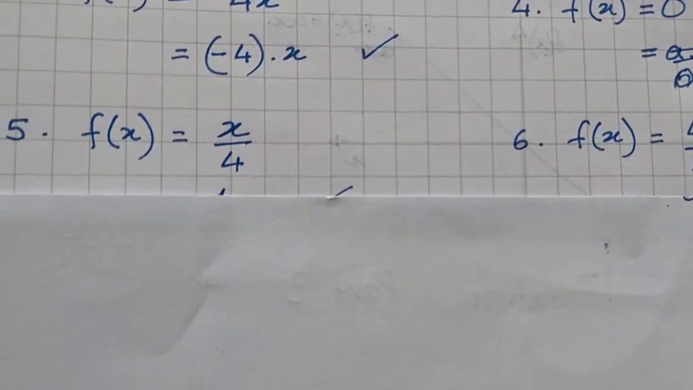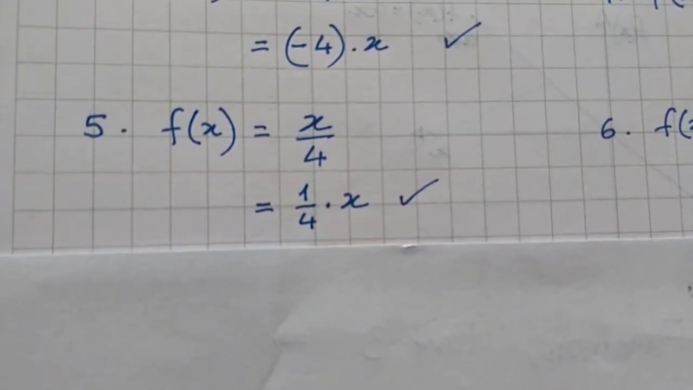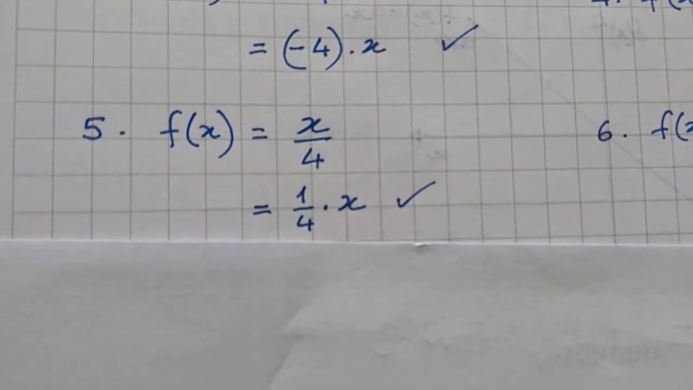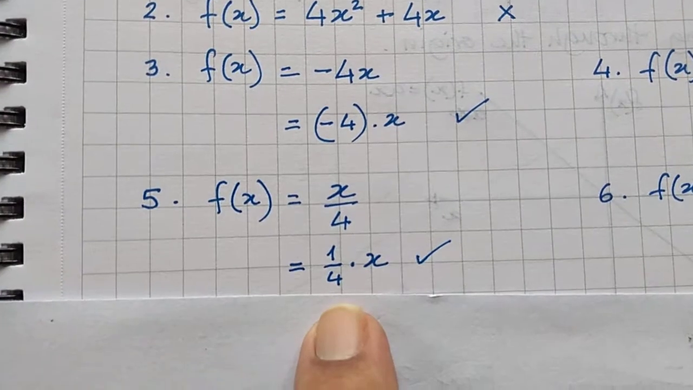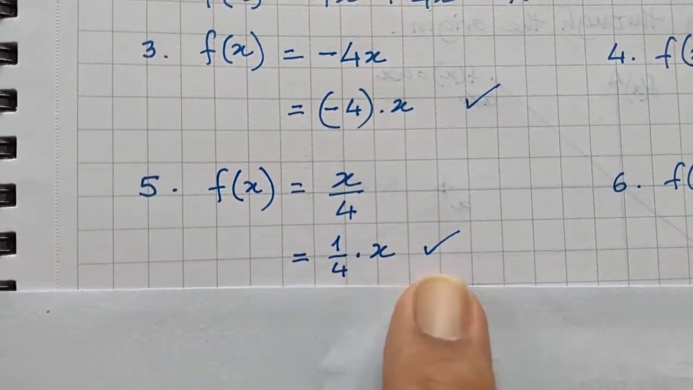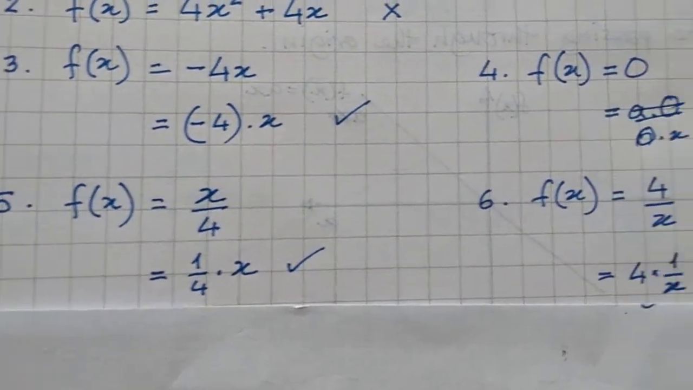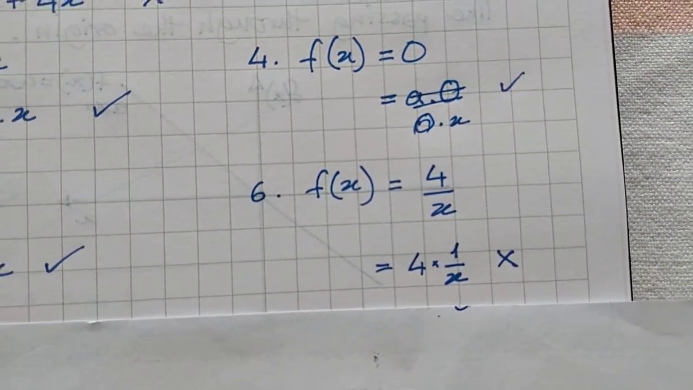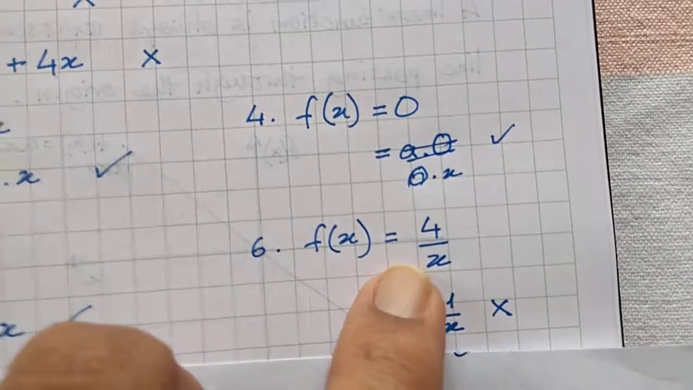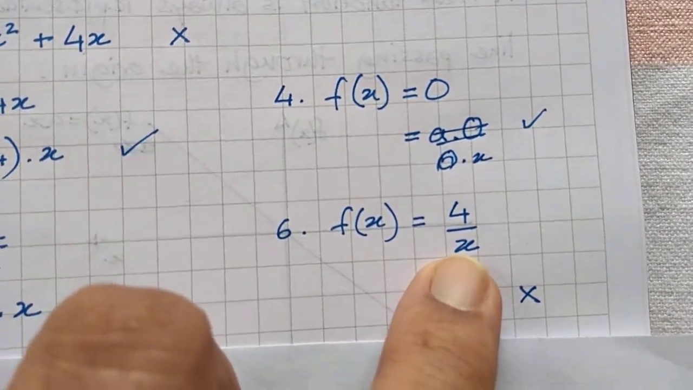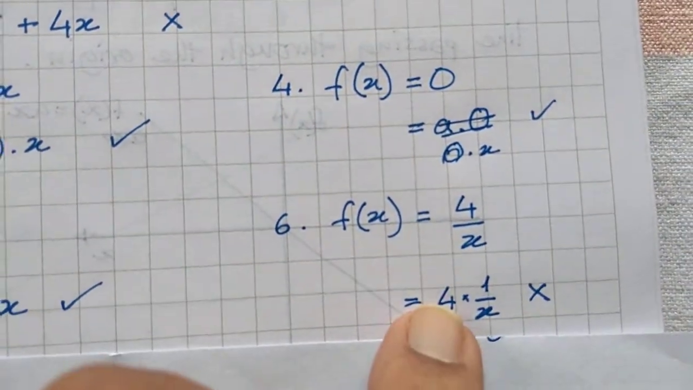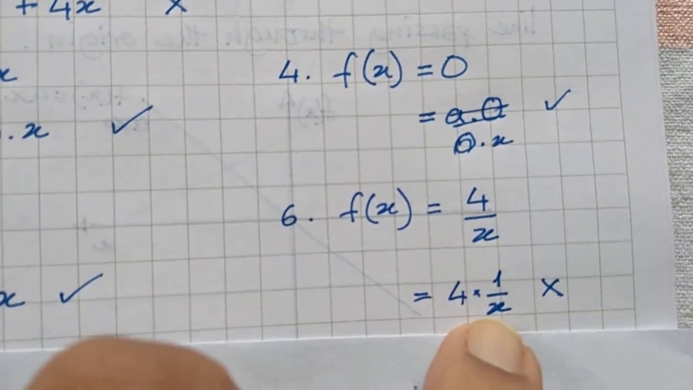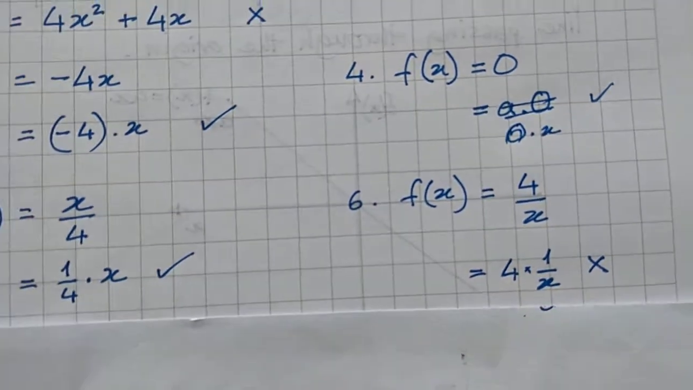Now we come to number 5. Number 5 is a linear function because x over 4 can be written as 1 over 4 into x. This is a. So this is a linear function. Number 6, some of you said this was a linear function. It is not a linear function because it is 4 over x. It's not 4 multiplied by x. So if you have 4 into 1 over x, this is not a linear function.